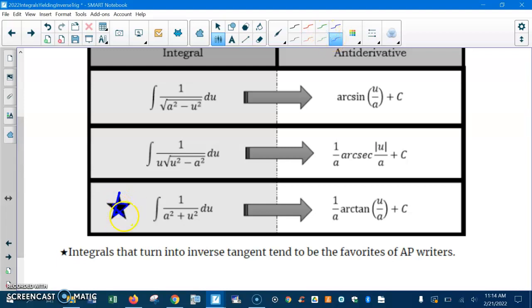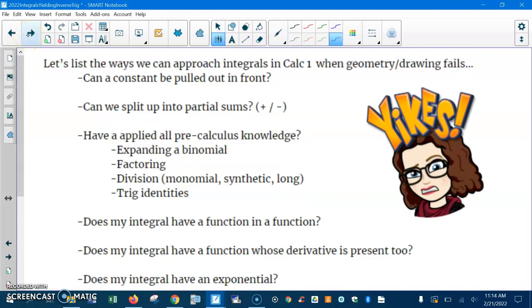This one down here is highlighted with a star because it tends to be the favorite of AP writers, the integrals that turn into inverse tangent. So before we get started on this particular integration technique, let's remind ourselves all the ways that we can approach integrals in Calc 1 when geometry or drawing fails us.